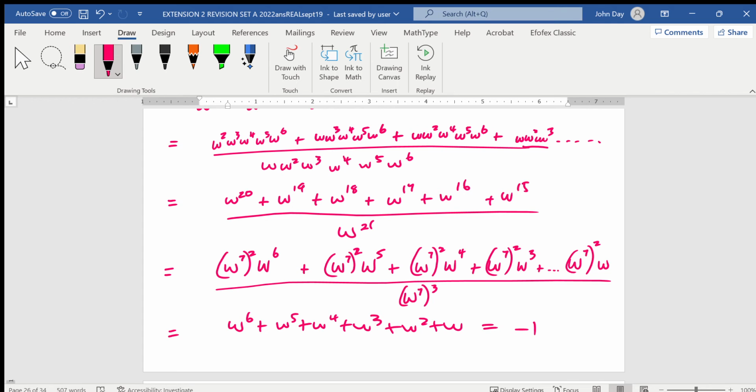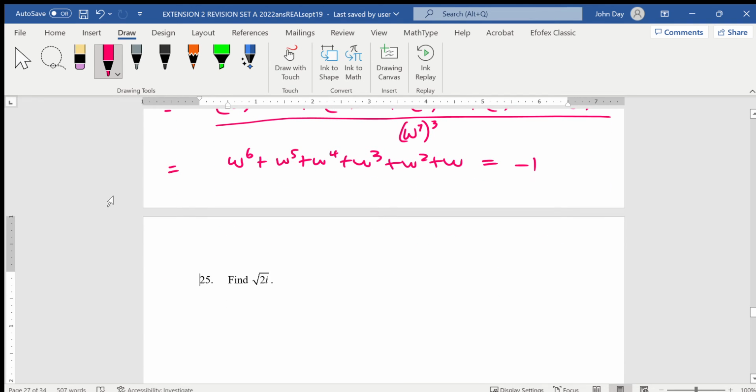Now, there may be other ways to manipulate that and get that answer. So it's about looking for how we can use the information given about the sum of the roots and about the actual solution.